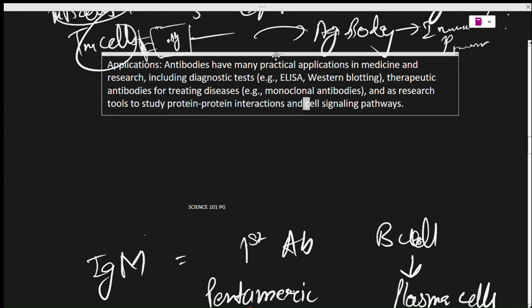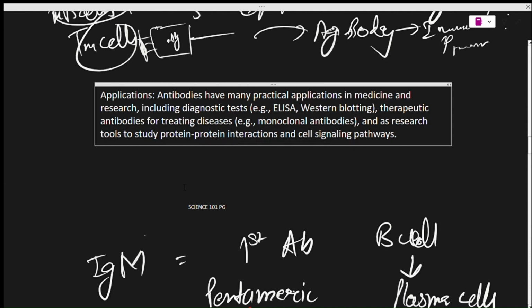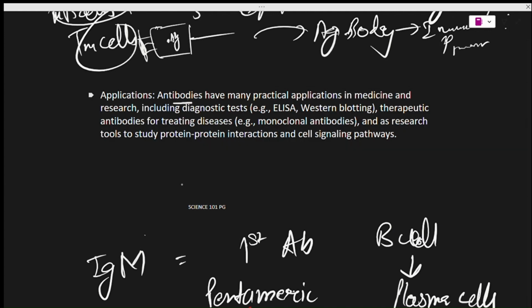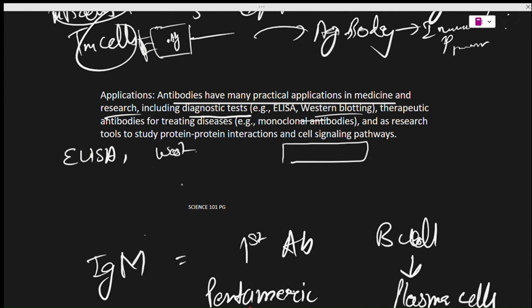Now the last thing which we are going to study is the application of these antibodies. Antibodies have many practical applications in medicine and research, including diagnostic test kits. Okay, now these ELISA test kits, Western blotting method, and those short testing kits, okay, they work on the principle of using antibodies.